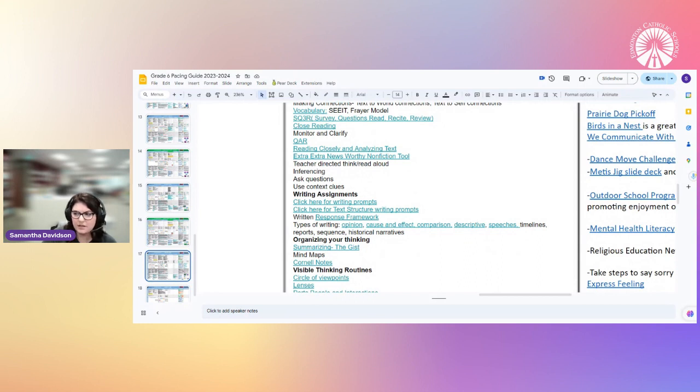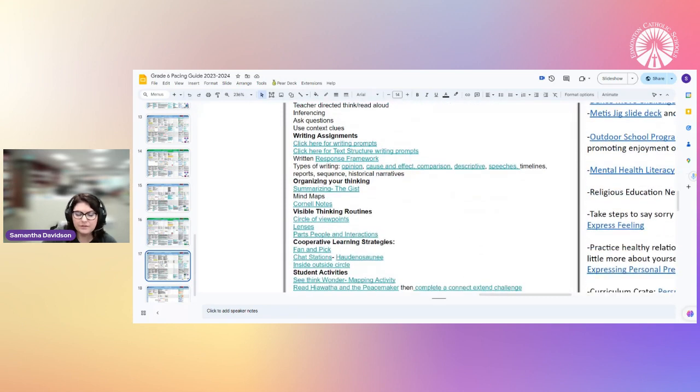It's not necessarily as concrete for students. We can't necessarily go to the legislature, like we can with other topics. So using inferencing, encouraging them to ask questions and use context clues is going to be very important. We definitely want to continue on with our text structures and writing prompts within this unit.